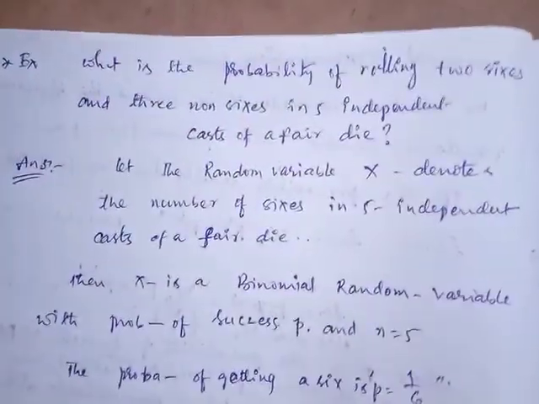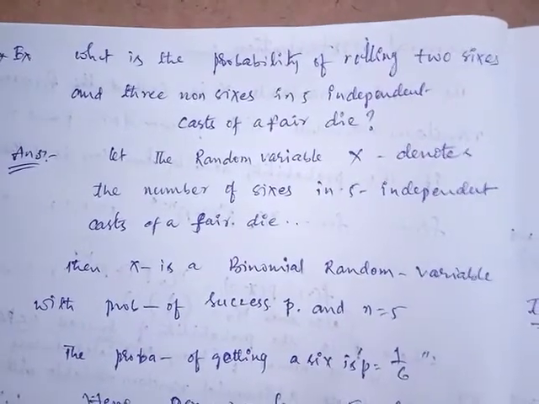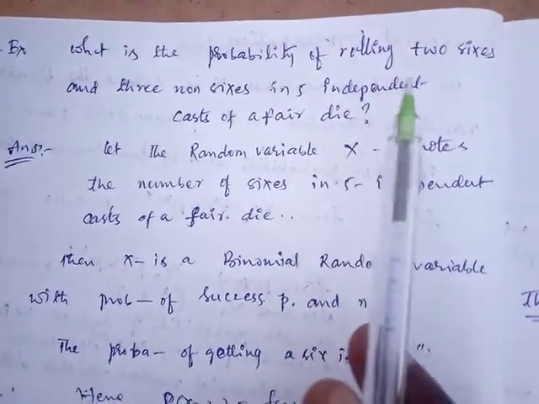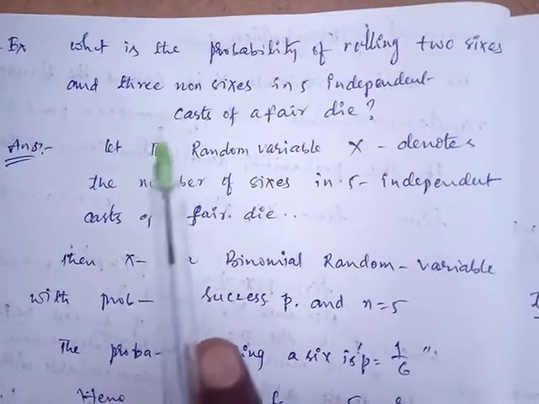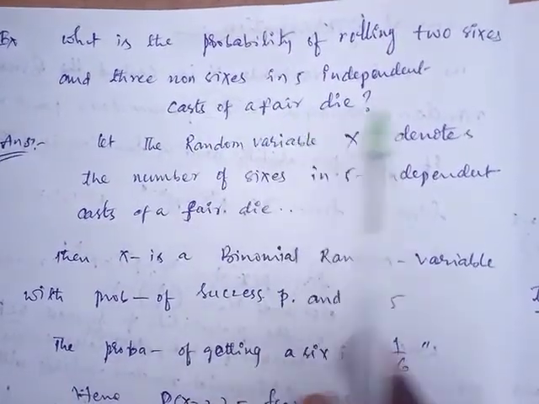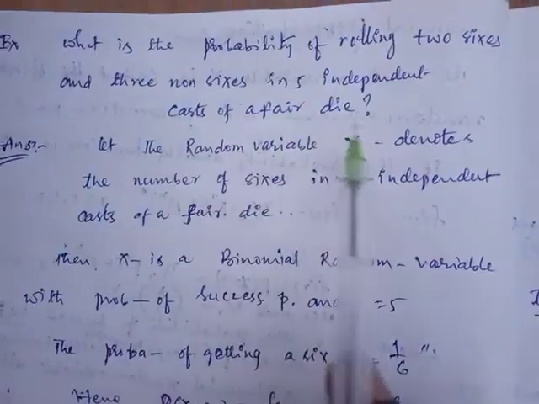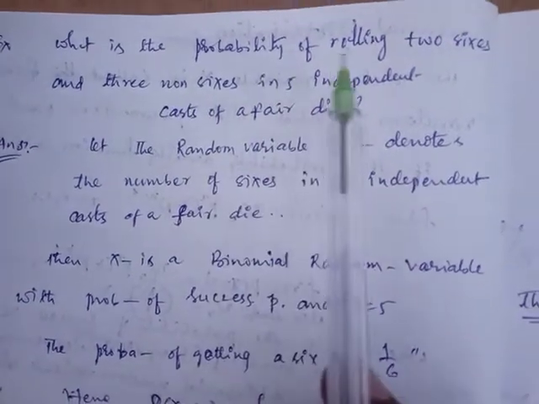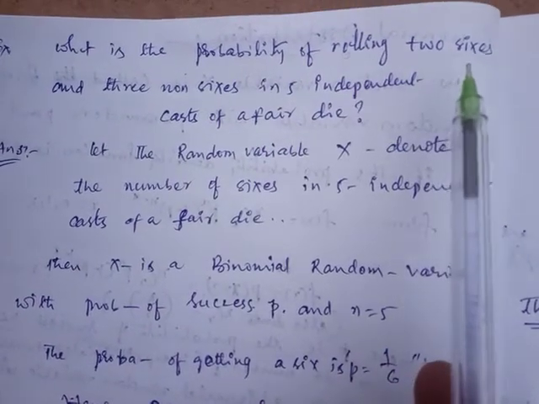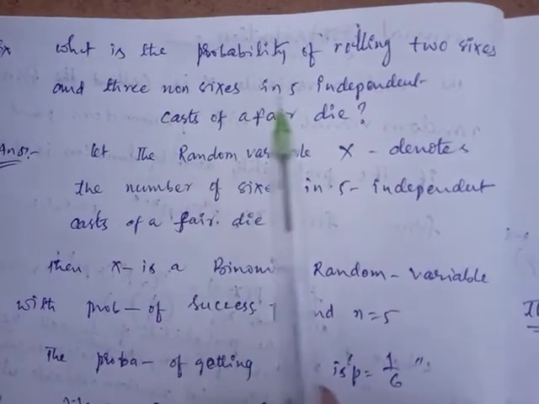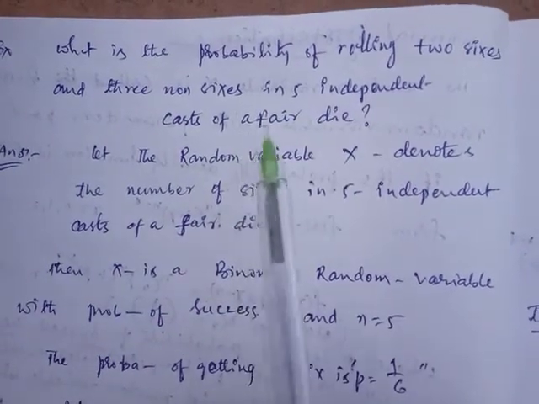See here, I am discussing two examples. The first one is: what is the probability of rolling 2 sixes and 3 non-sixes in 5 independent casts of a pair of dice?